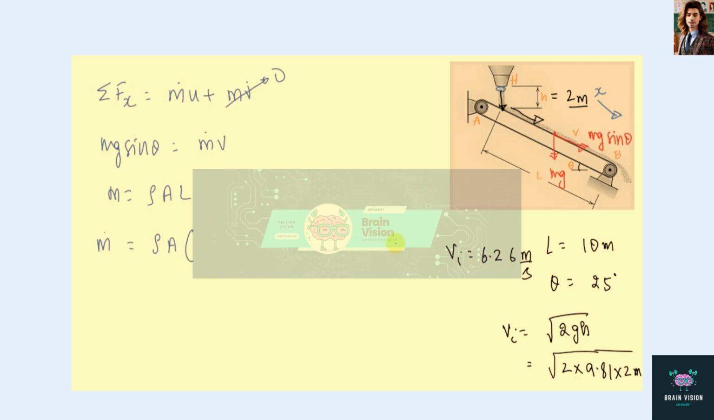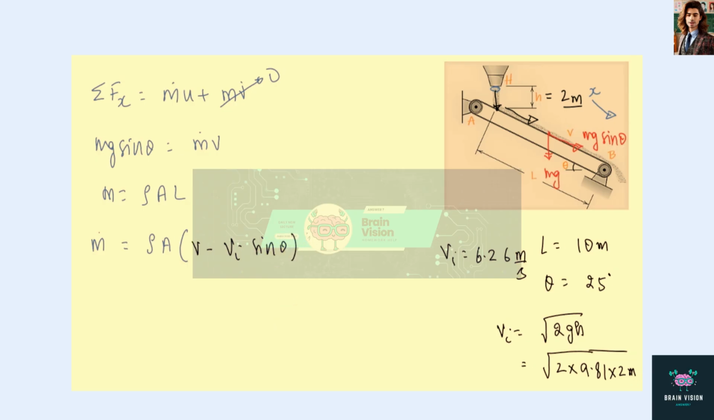But we have to take the component of this velocity along this direction, so it would be vi sine theta. So here this velocity would be v minus vi sine theta. This should be taken carefully. So we have all the values, we can plug it here. So m we have rho times area times length, g as it is, sine theta as it is, equal to rho times area times v minus vi sine theta. This is m dot, and v as it is.